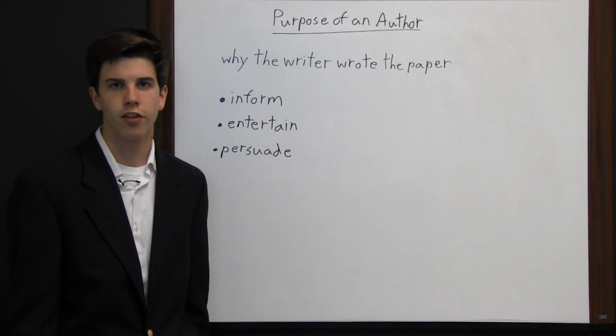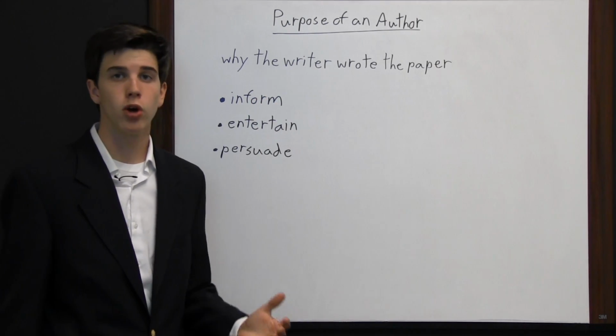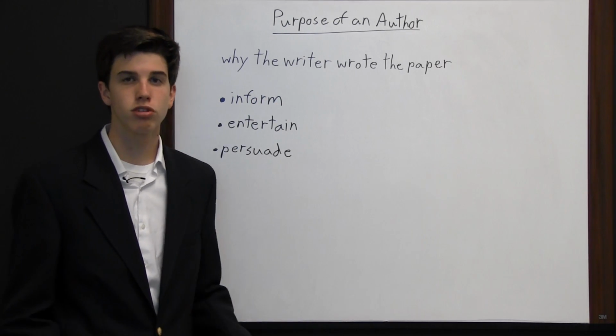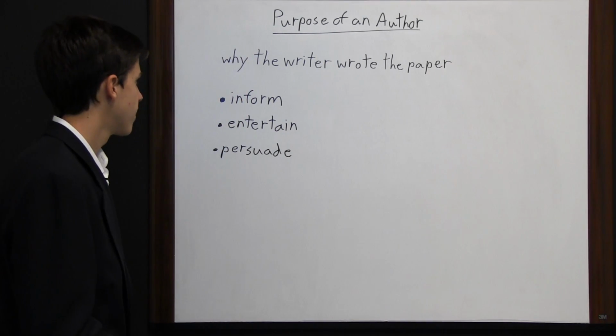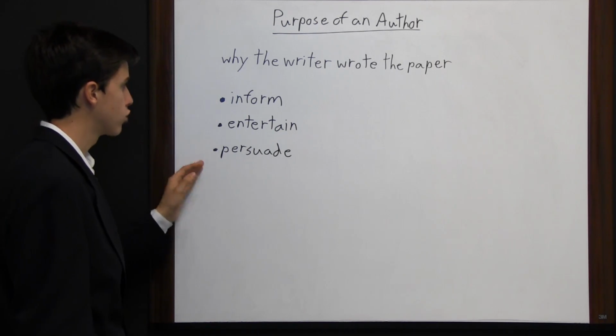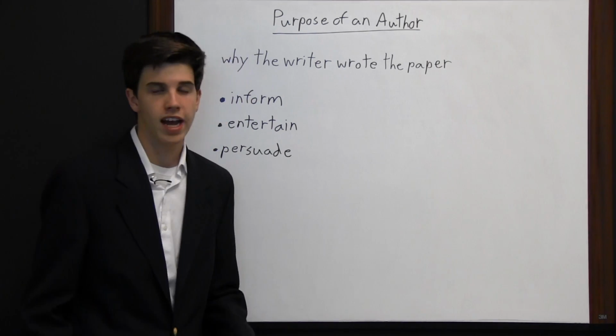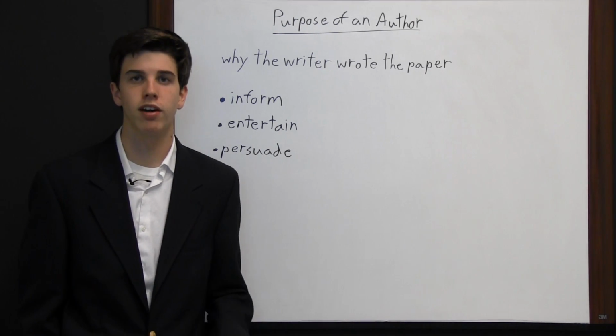The purpose of an author is basically why the writer wrote the paper. It's what motivated them to write something. There are three basic types of motivations or purposes of an author. They either wrote something to inform, entertain, or persuade. It's important as a reader to understand the purpose of the author because it helps you better understand the text.